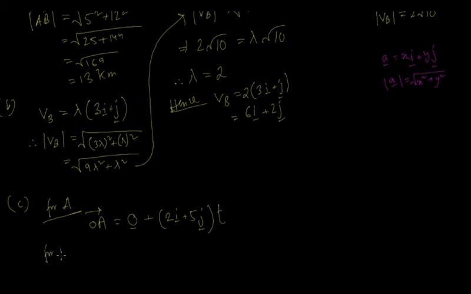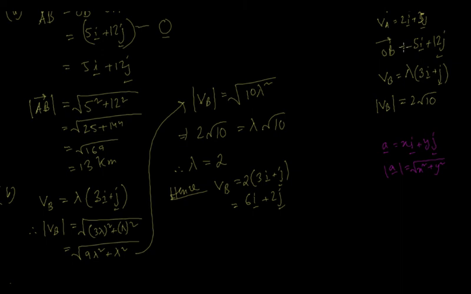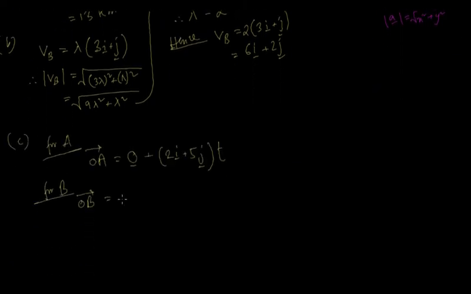Now for B, OB equals to, initial position vector was minus 5i plus 12j, plus velocity we just found, 6i plus 2j into t. So we are using the rule initial position vector plus v into t.